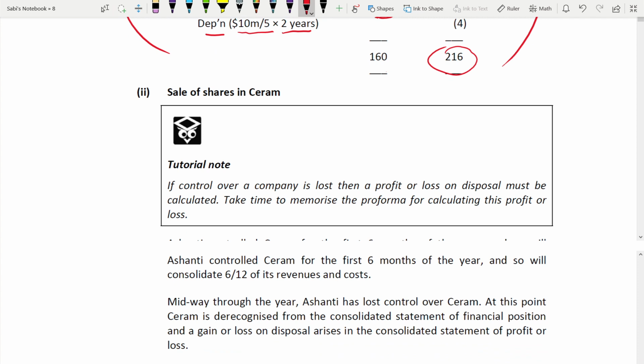So start with the column, sale of shares in Kerem. If control over Kerem is lost, then a profit or loss must be calculated. Earlier, in the first part, there was no profit or loss. This time profit and loss has to be calculated, because control is lost. Control loss means profit or loss. It's a disposal. So take time to memorize the pro forma for calculating this profit or loss. This shows how important the pro forma is. Now let us go.